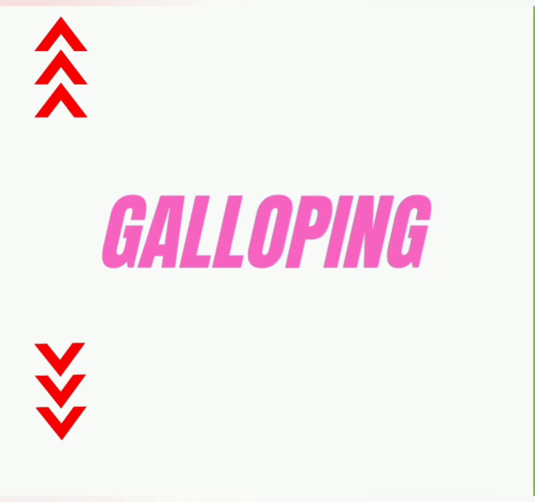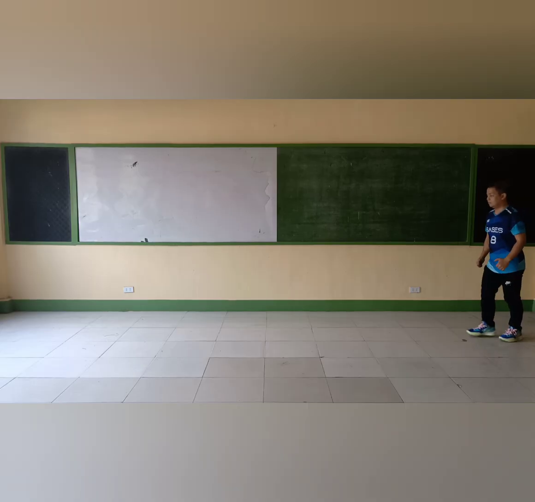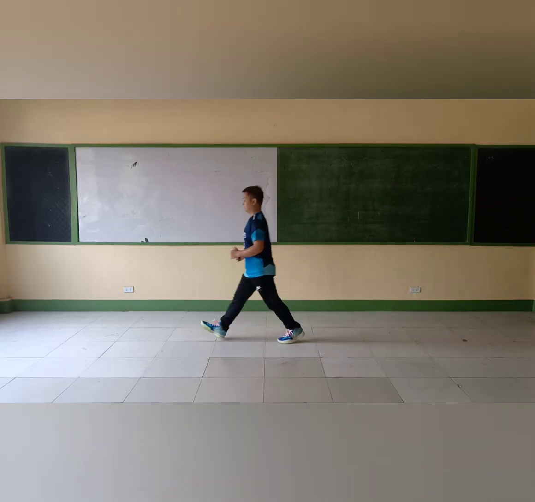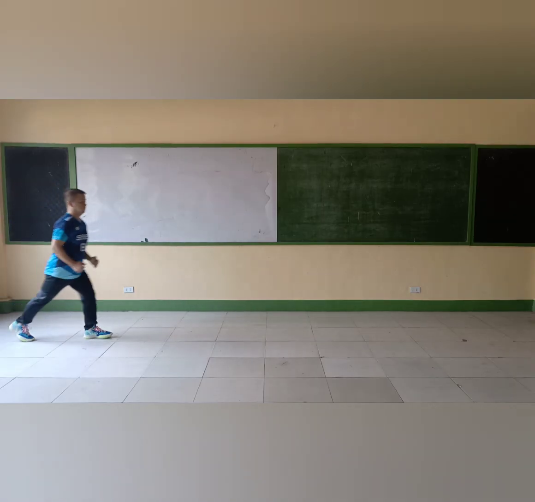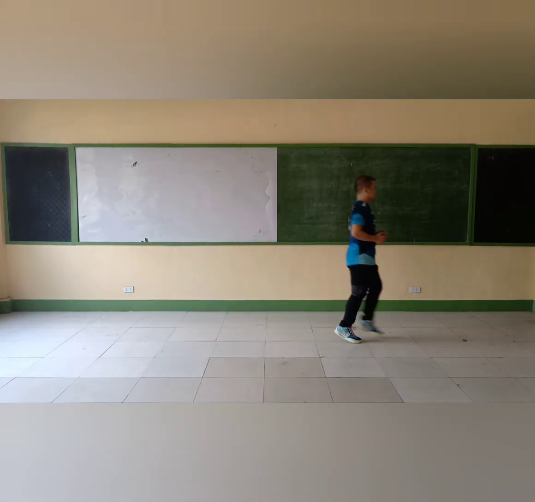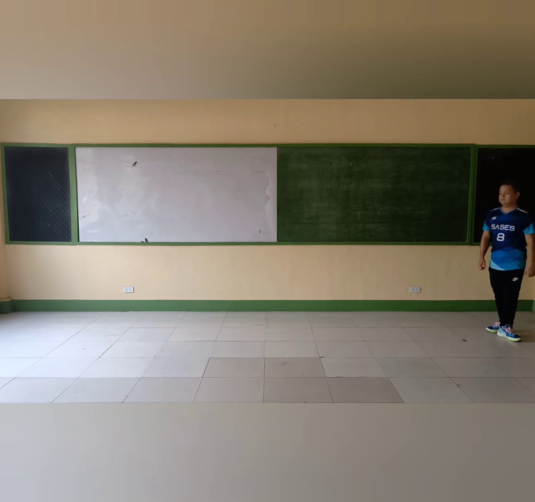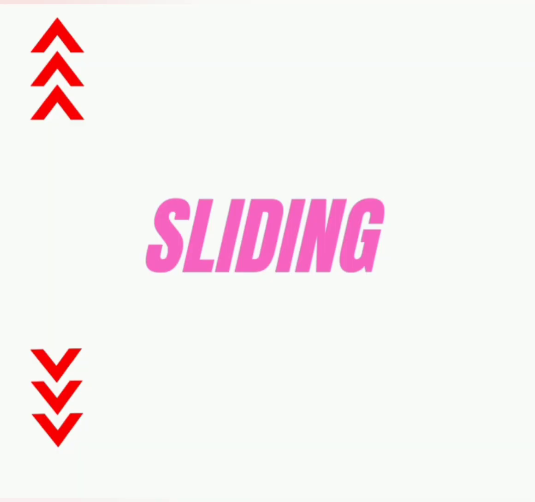Galloping is moving in a continuous forward or sideward direction with one foot leading. Sliding is actually gliding along the floor with either foot.